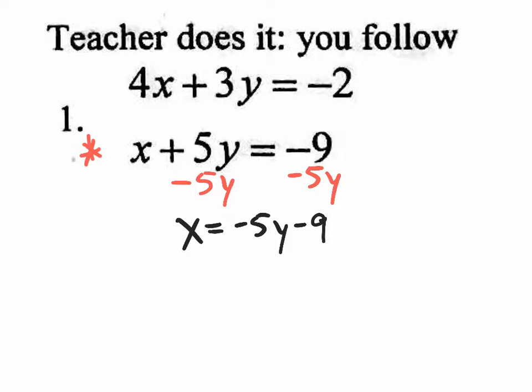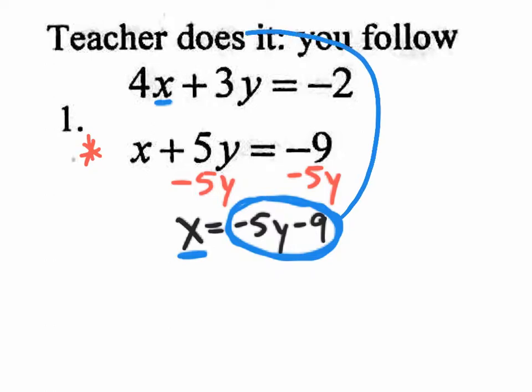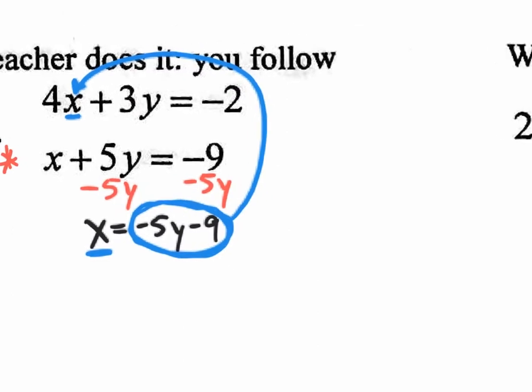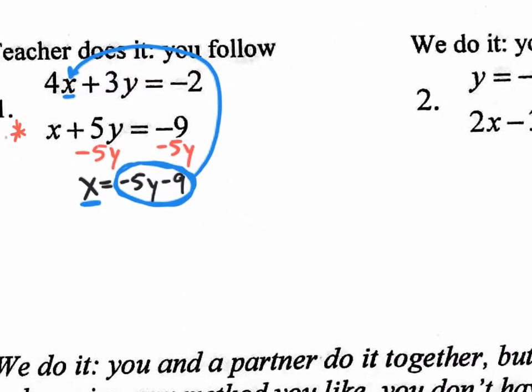Now, step two is to take that variable expression, talking about this over here. You see, x equals negative 5y minus 9. That's what x equals right now. And as you can see, there's an x on the other equation. So step two says, take your variable expression and plug it into the equation you have not used. That's exactly what we're going to do. I'm going to plug it up here, right into the x spot. So I always draw arrows all over my paper, all over my work, so I could see what I'm doing.